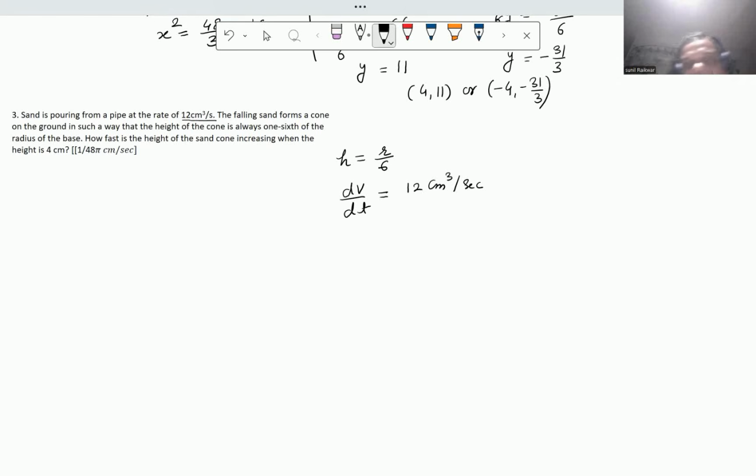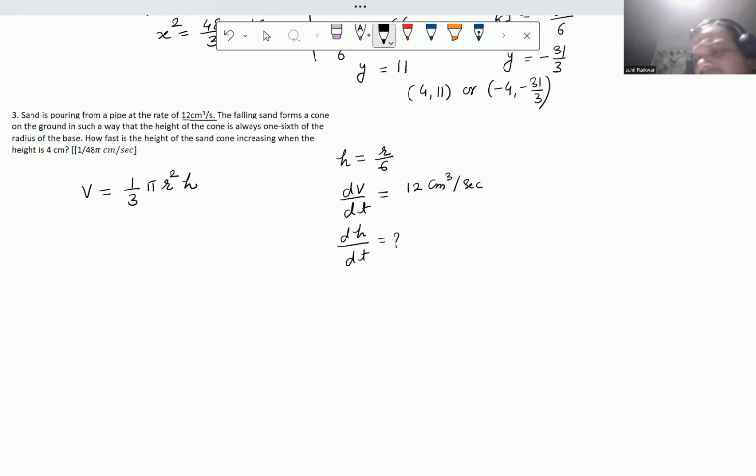So first write the relation between variables. V is equal to, what is the volume of the cone? 1 over 3 pi r squared h. This is the formula for the volume of a cone. Okay, so we have dV over dt and we want to find dh over dt. How fast is the height of the sand cone increasing? So basically we want to find dh over dt.